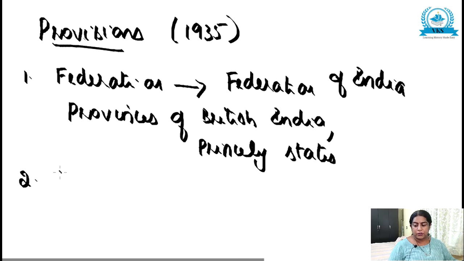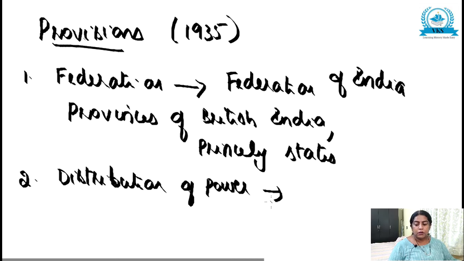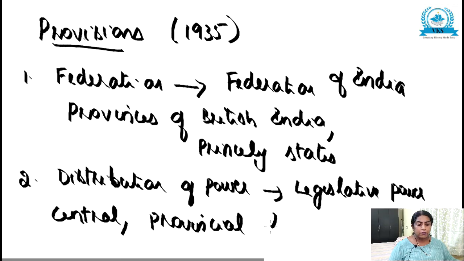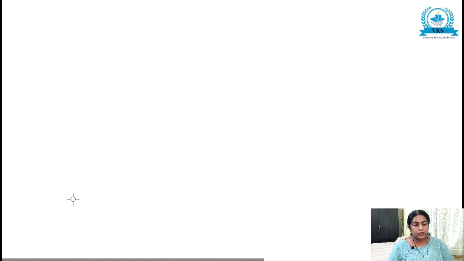The second provision was distribution of power. Now, legislative power. That is mainly the power to make laws. Legislative power was divided between the central and provincial legislature. So the legislative power was divided into two, between the central and the provincial legislature.